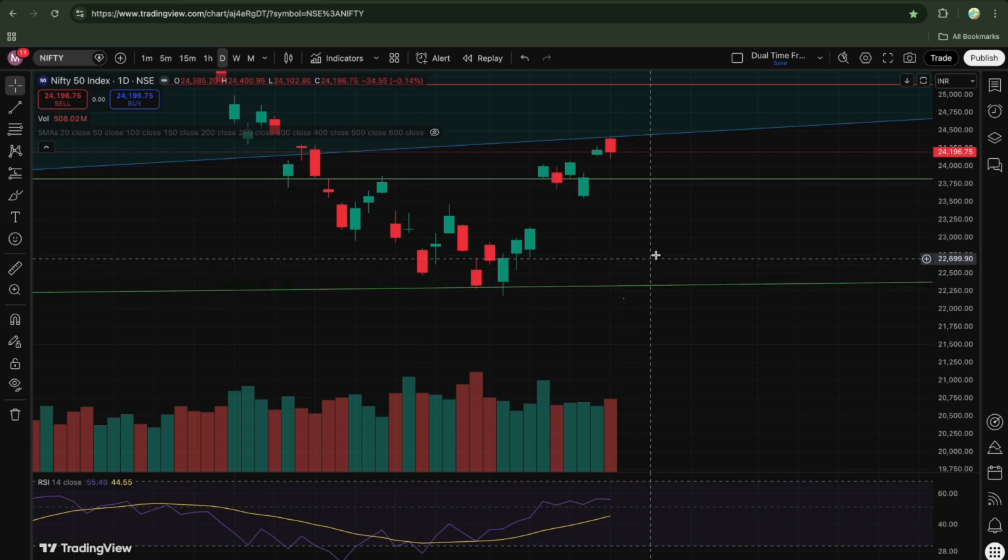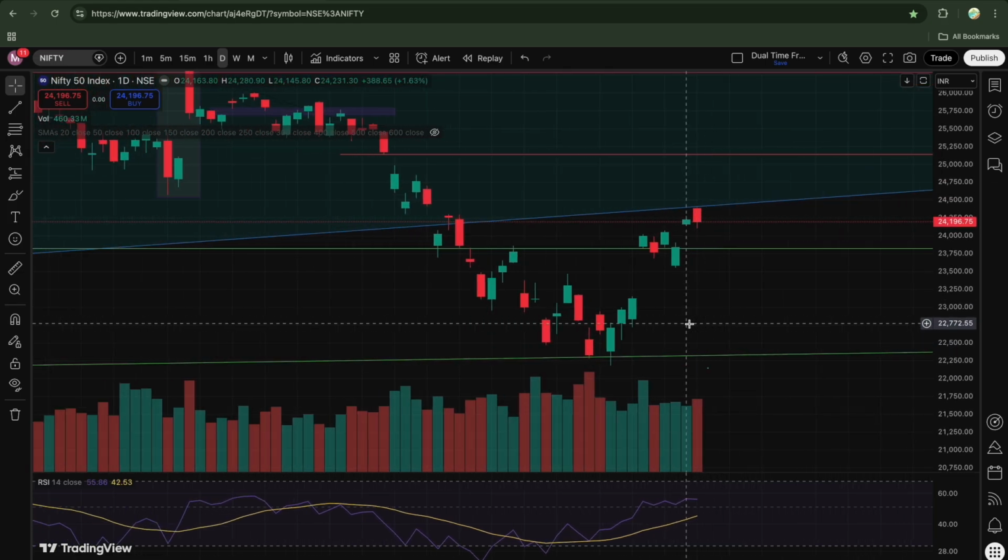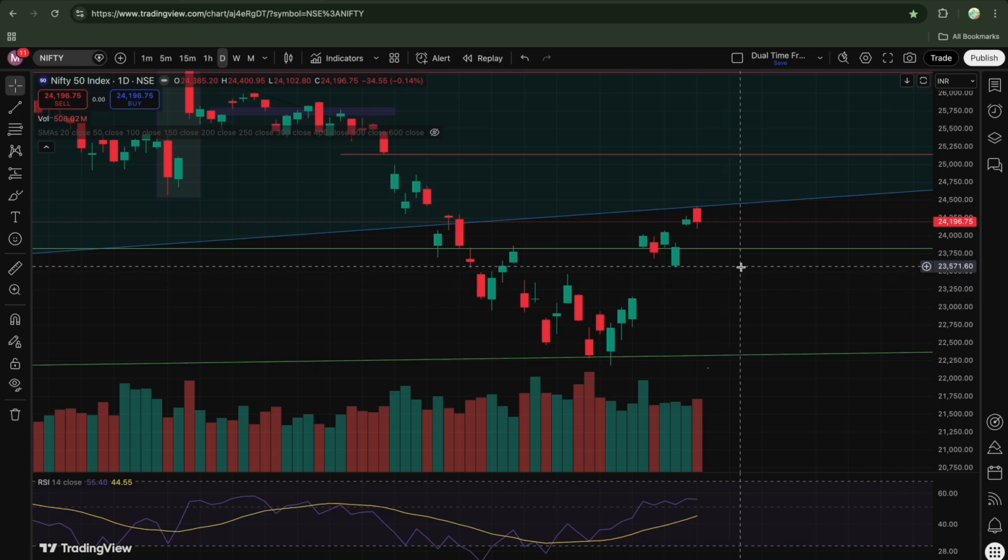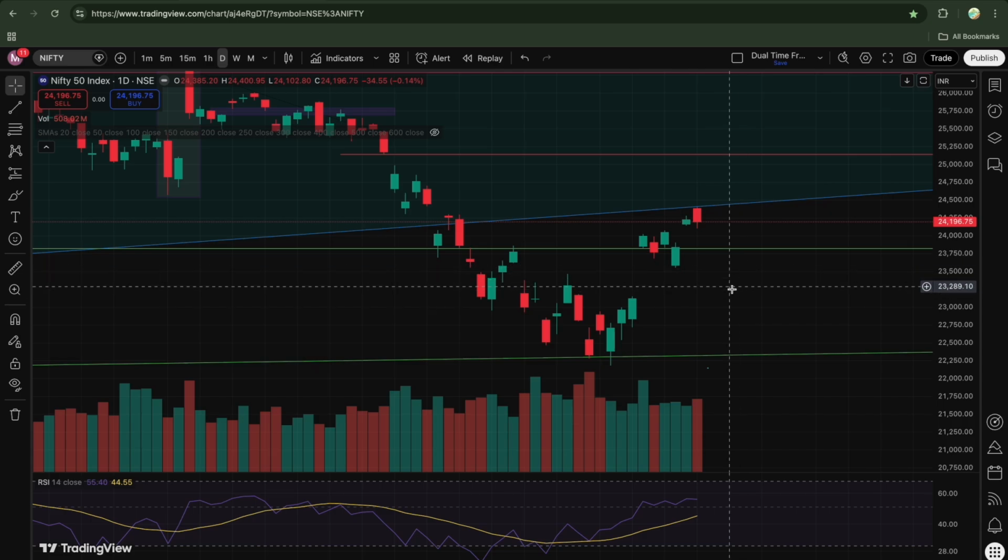and I would suppose that the first level of support would be around 23,800 to 23,900. If it breaks from there, then the next level of support would be around 23,500 and the next one would be 23,100 to 23,200.